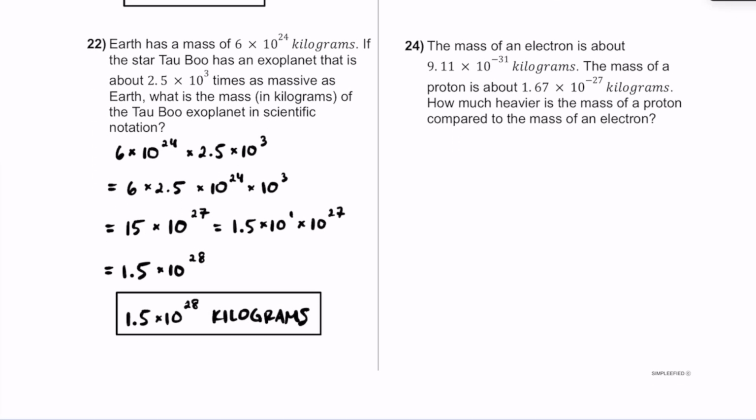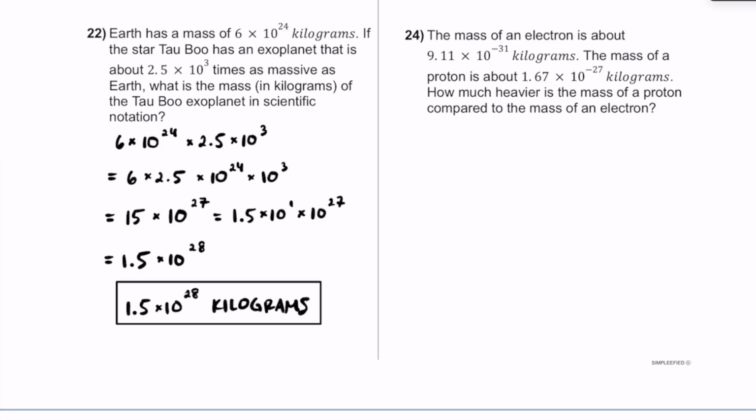For number 24, we see the mass of an electron is about 9.11 times 10 to the negative 31st power kilograms, and the mass of a proton is about 1.67 times 10 to the negative 27th power kilograms here. So the question is, how much heavier is the mass of a proton compared to the mass of an electron? So if you're trying to find out how much heavier something is than something else, you would just go ahead and subtract their weights, right? So we're going to do the same thing here.